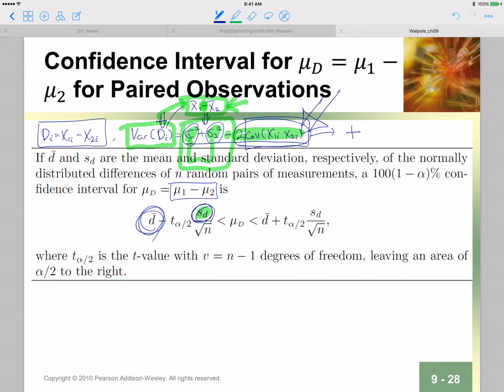Okay, so that is the notion of paired observations. And then the actual interval estimate is simple. We just use this t distribution, and then the sample variance divided by the square root n, which we would do just like in the other non-paired cases.